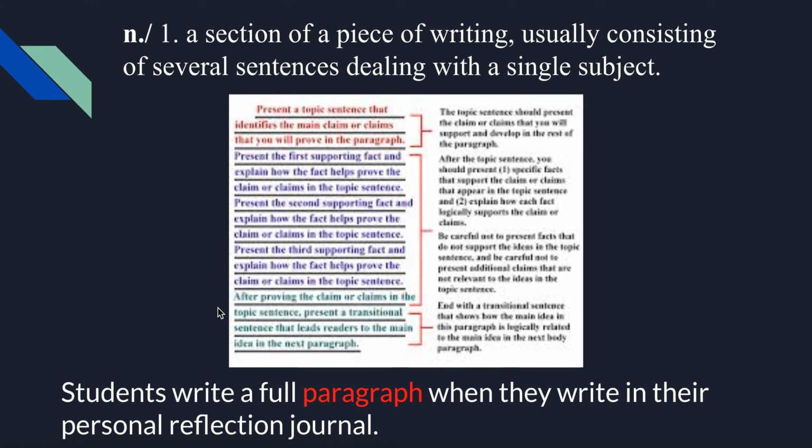And this example says, students write a full paragraph when they write in their personal reflection journal. So that's a rule for the personal reflection journals for the PM classes, that they have to write at least one full paragraph, which means not just a sentence or something, but a whole paragraph, a whole section of writing that deals with the same topic, that has probably a topic sentence at the beginning to say what you're going to write about.